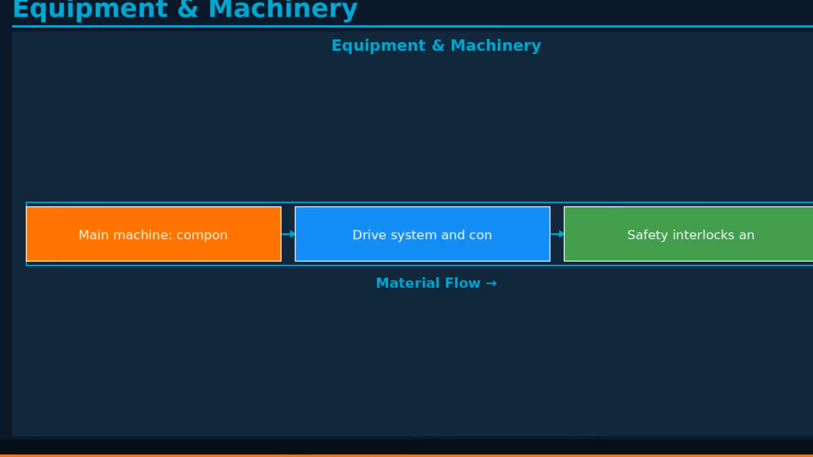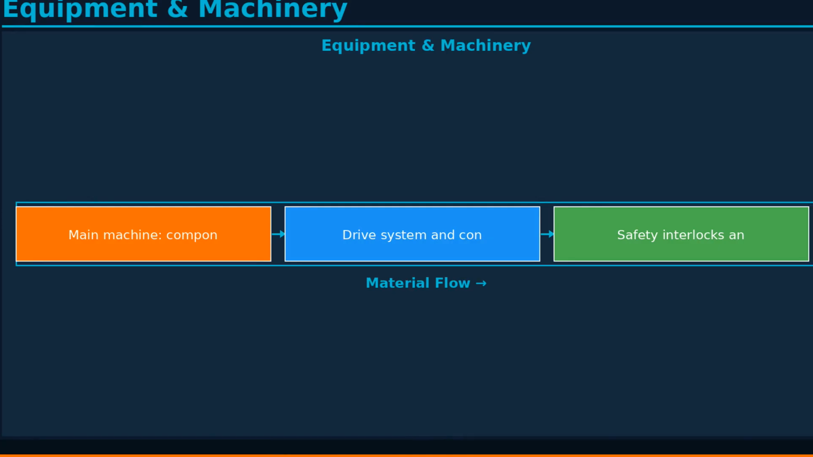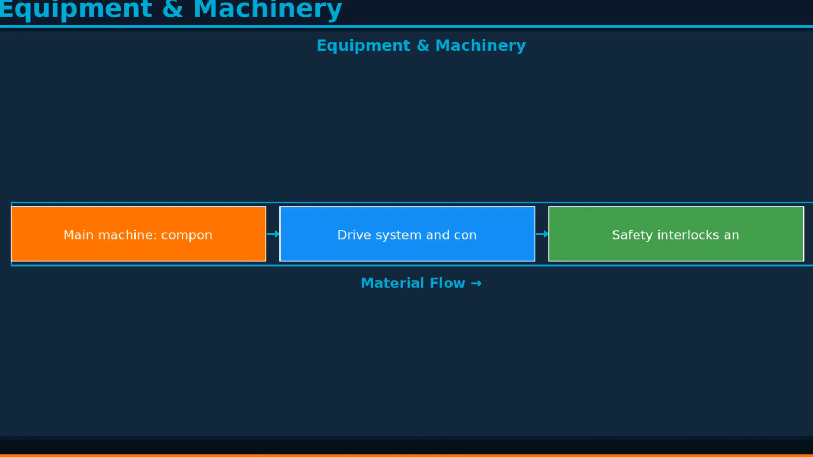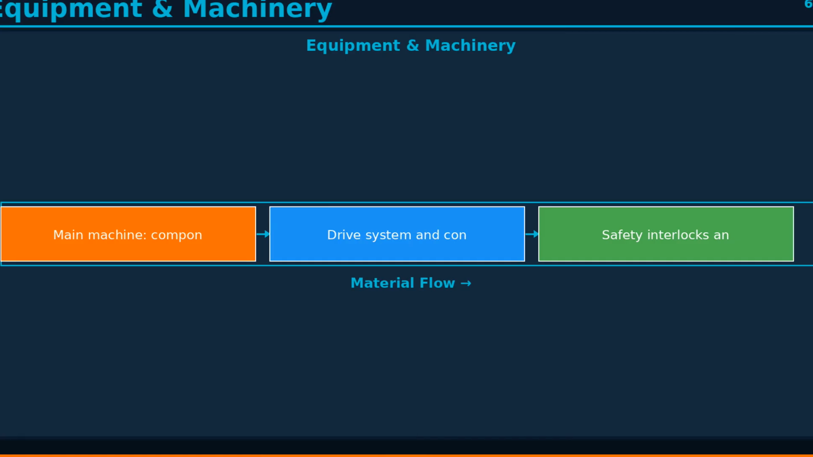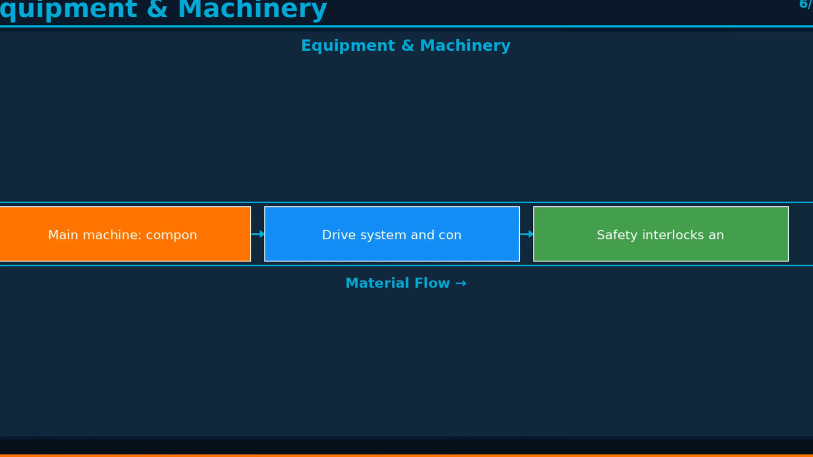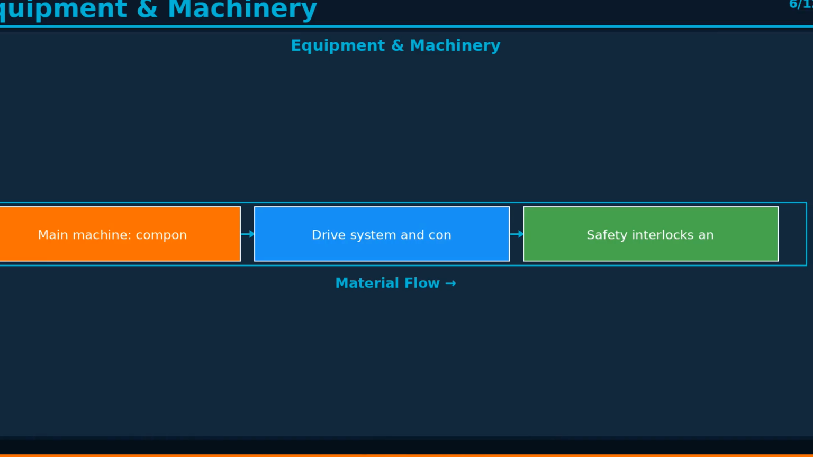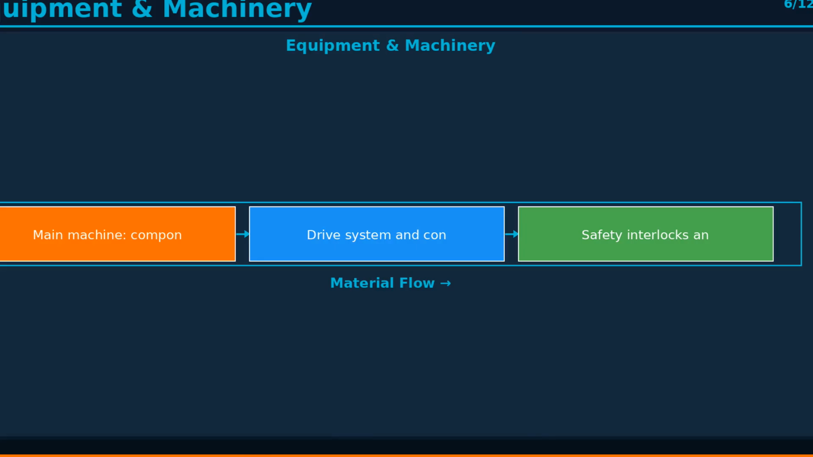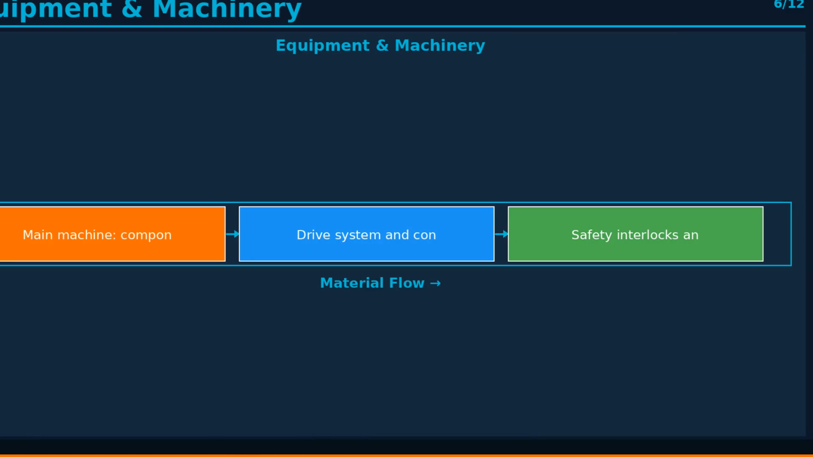The equipment used in Introduction to Polymers and their classification consists of a main processing unit, drive system, and control instrumentation. Each component performs a specific function that contributes to the overall process efficiency. Safety interlocks and sensors protect operators and ensure consistent product quality.